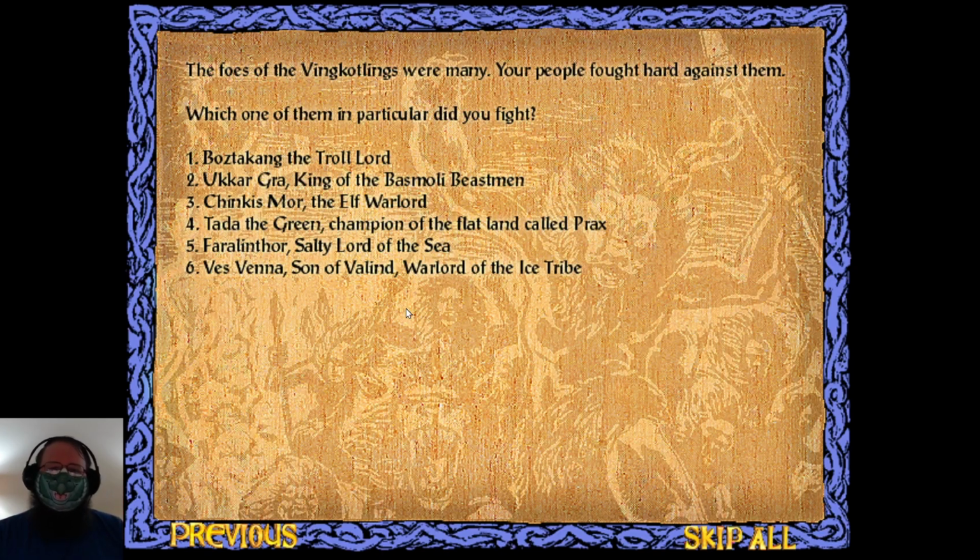The foes of the Vinkatlings were many. Your people fought hard against them. Which one of them in particular did you fight?